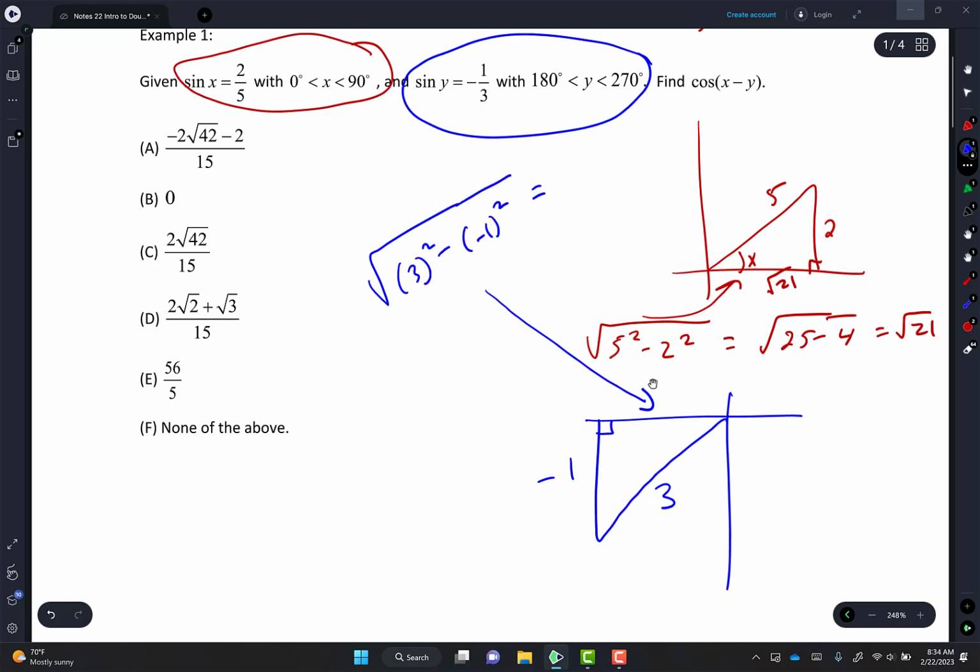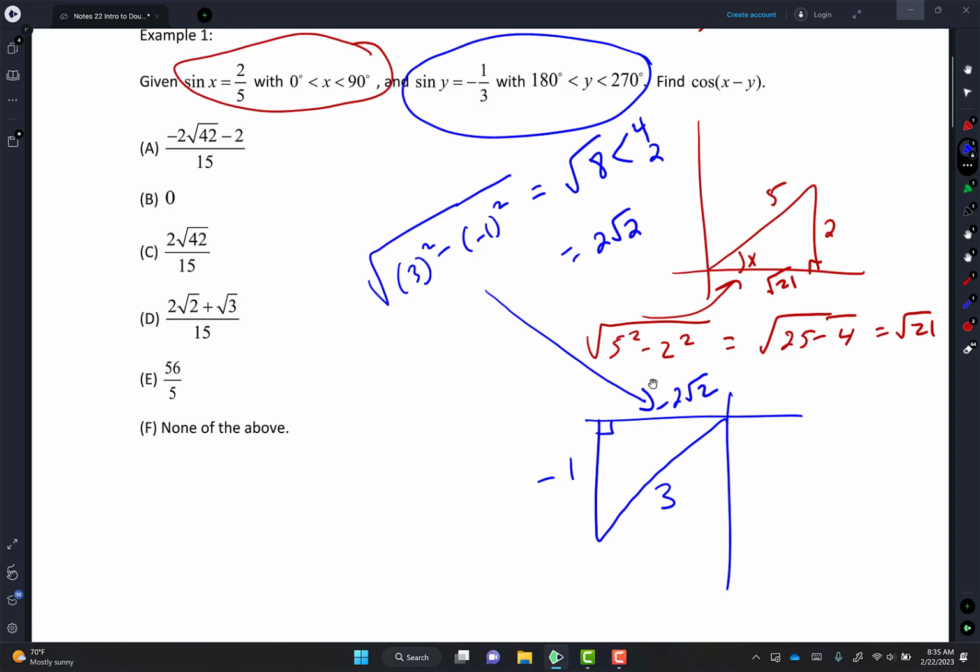3 squared is 9, negative 1 squared is 1, 9 minus 1 is 8. The square root of 8 breaks down: 4 times 2, so that's going to be 2 square root of 2. Because I am in quadrant 3, it has to be negative. Are we okay with that? We can at least do that, right?